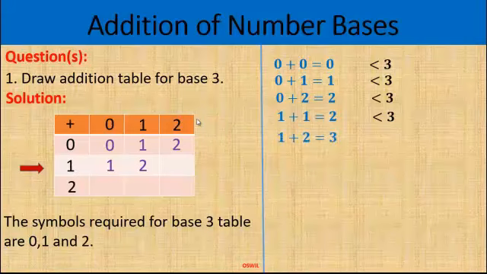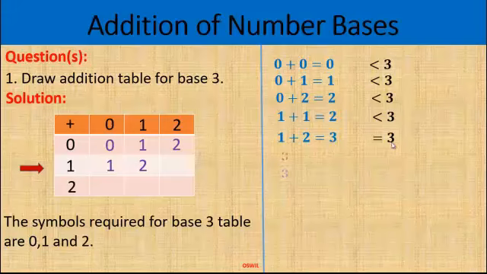When we add 1 and 2, we get 3. And 3 is equal to the base 3. They are equal. Whenever the answer is less than the base, we write the answer directly in the appropriate cell. But whenever it is equal to the base we are dealing with, or greater than the base we are dealing with, then division comes in here. We have to divide our answer by the base.